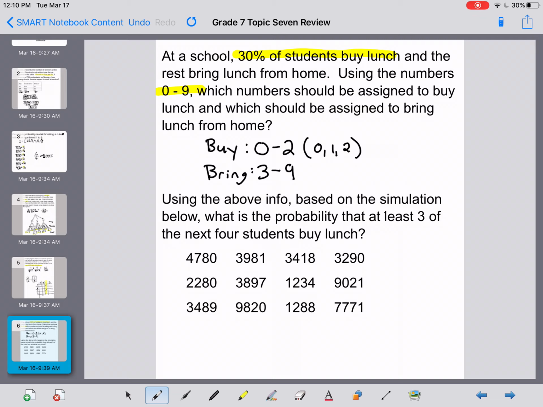If you wanted to use other numbers, it's okay, as long as buying lunch had 3 numbers, or 30%, and the rest of them were for bringing lunch. It's just always easier to keep it with numbers close together, so it's easier to do the simulation like we're going to do in the next part. Using the above information, based on the simulation below, what is the probability that at least 3 of the next 4 students buy lunch?